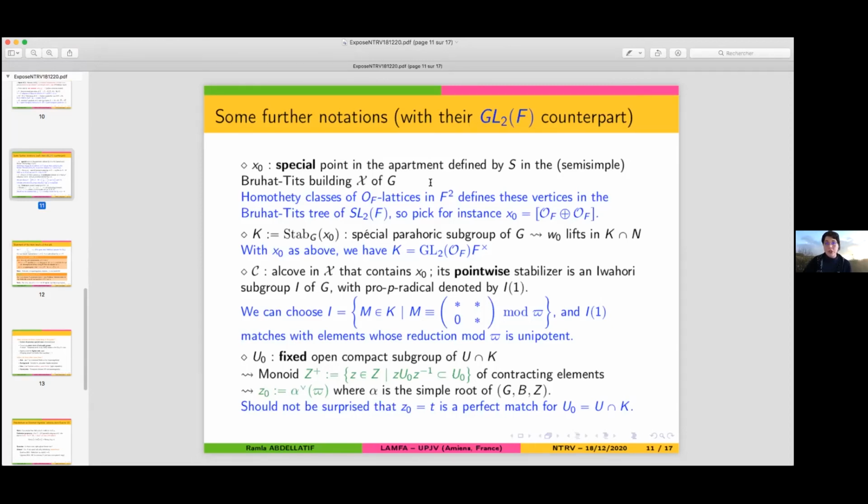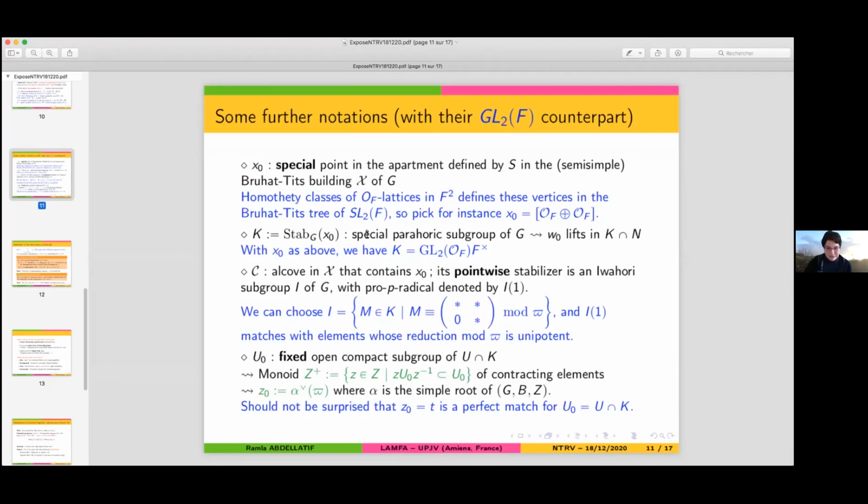The vertices just correspond to homothetic classes of lattices in F squared, in a two-dimensional F vector space. For instance, just take the trivial lattice, two copies of O_F, and look at its homothetic class. That's a special point in this building. And what will play the role of K will just be the stabilizer of this special point in G. G acts on X, and you can look at the elements of G that stabilize x naught. Here it's fixing because it's a vertex.